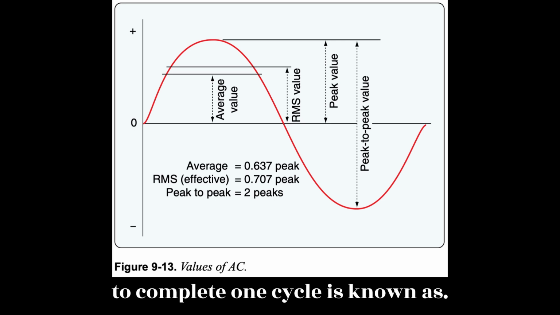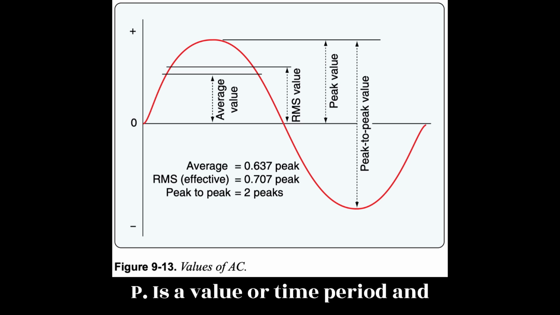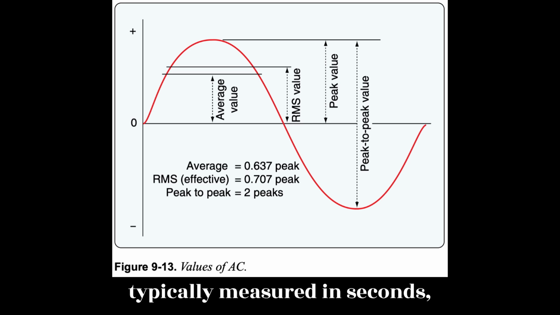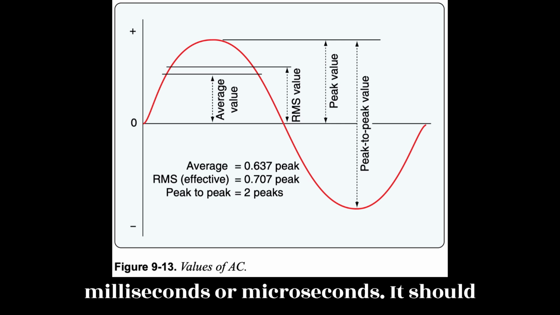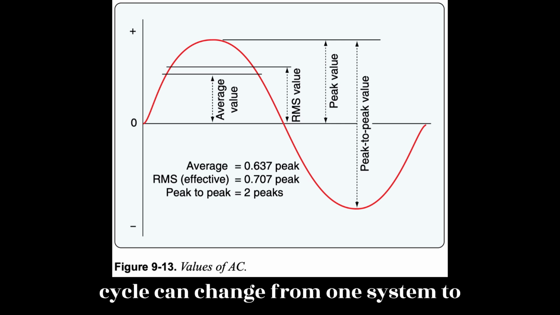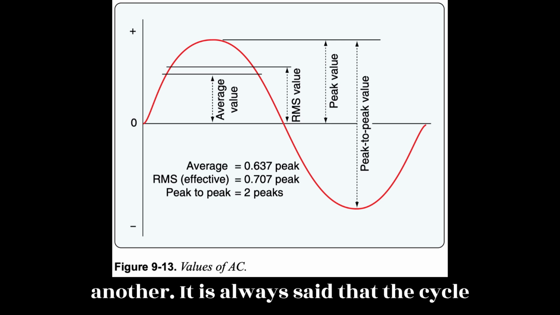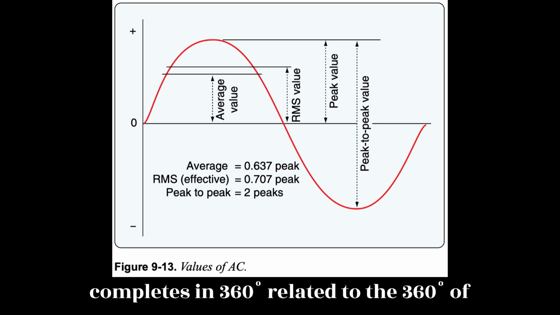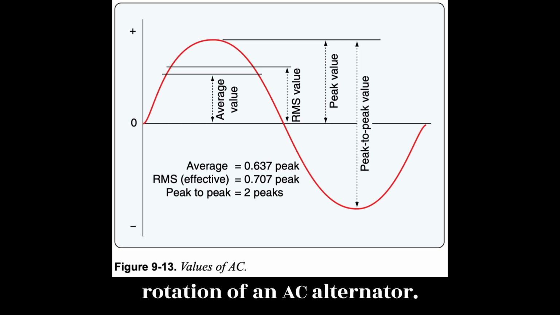The time it takes for the sine wave to complete one cycle is known as period, P. Period is a time value and is typically measured in seconds, milliseconds, or microseconds. It should be noted that the time period of a cycle can change from one system to another. It is always said that the cycle completes in 360 degrees, related to the 360 degrees of rotation of an AC alternator. Figure 9.13.